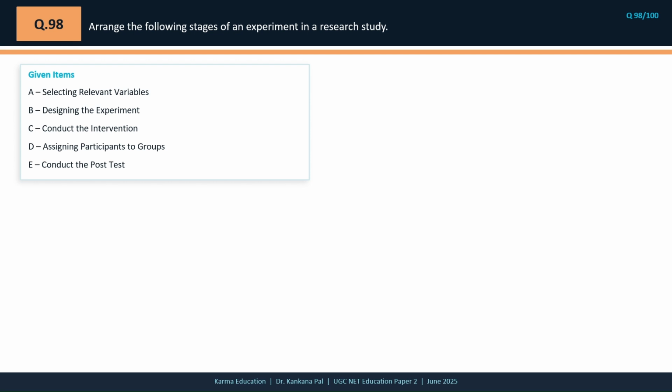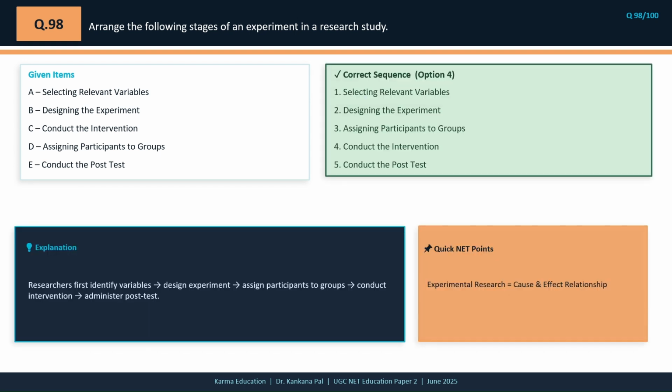A. Selecting relevant variables. B. Designing the experiment. C. Conduct the intervention. D. Assigning participants to groups. E. Conduct the post-test. The correct sequence is A. Selecting relevant variables. B. Designing the experiment. D. Assigning participants to groups. C. Conduct the intervention. E. Conduct the post-test. Therefore, the correct answer is option 4.